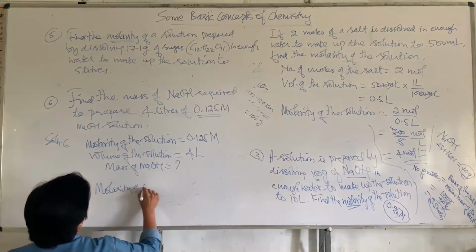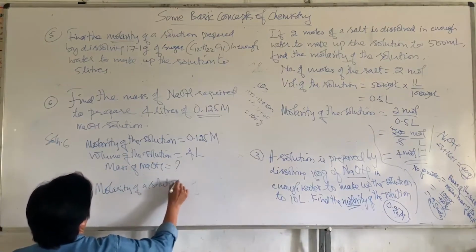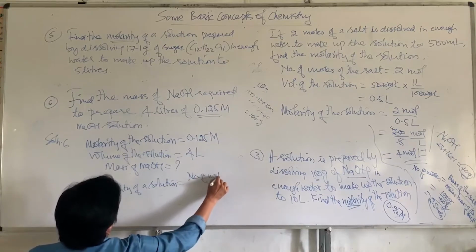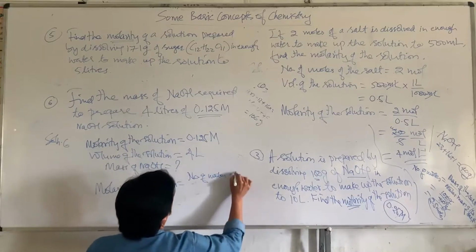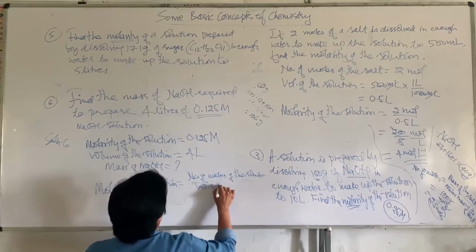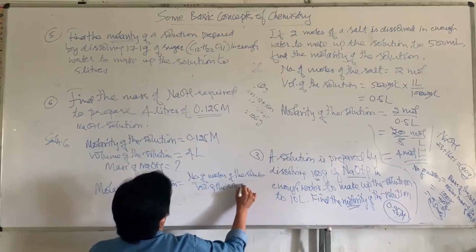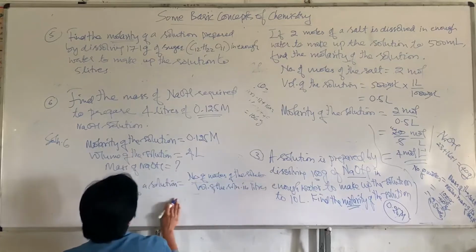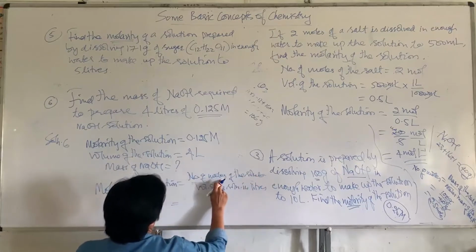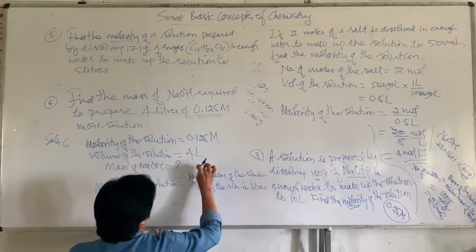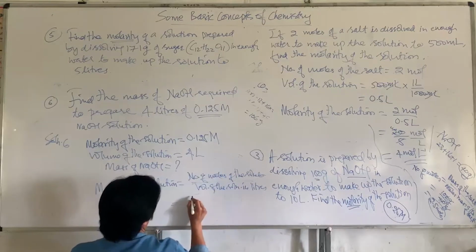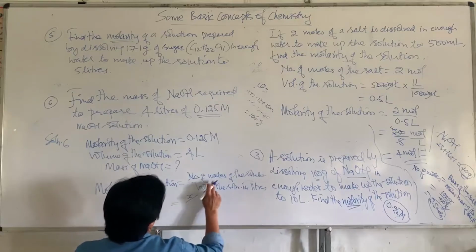Molarity of a solution is given by the number of moles of the solute divided by the volume of the solution in liters. You have this expression. Now you can make a small change. The number of moles here is the turning point. Number of moles is given by the given mass of the substance, X, divided by its molar mass.